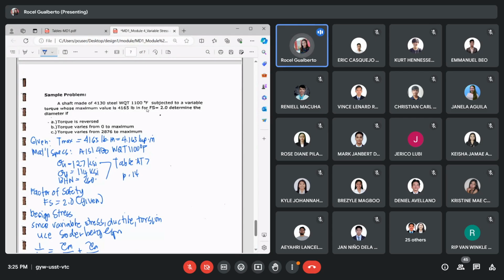Paano po natin malalaman if you are given the number of cycles or number of repetitions? That's an indicator that you are to design based on the definite life. Okay? Kung siya naman po ay indefinite, so wala pong minimension na ganoon. So, in this particular case, okay, indefinite life po ito.